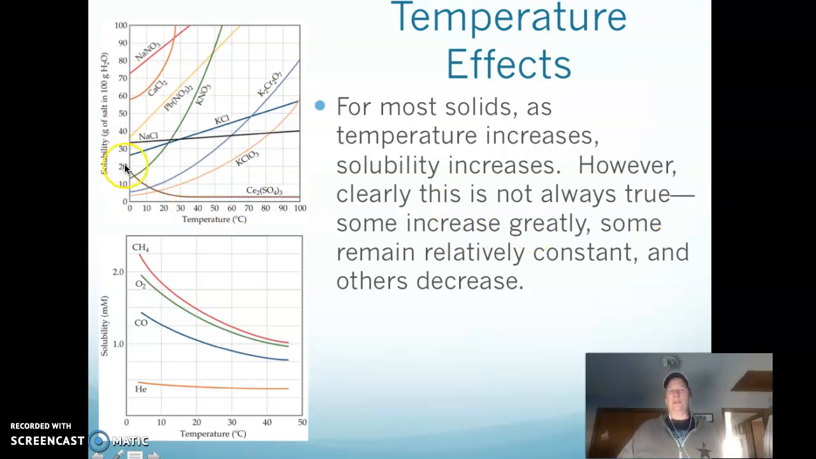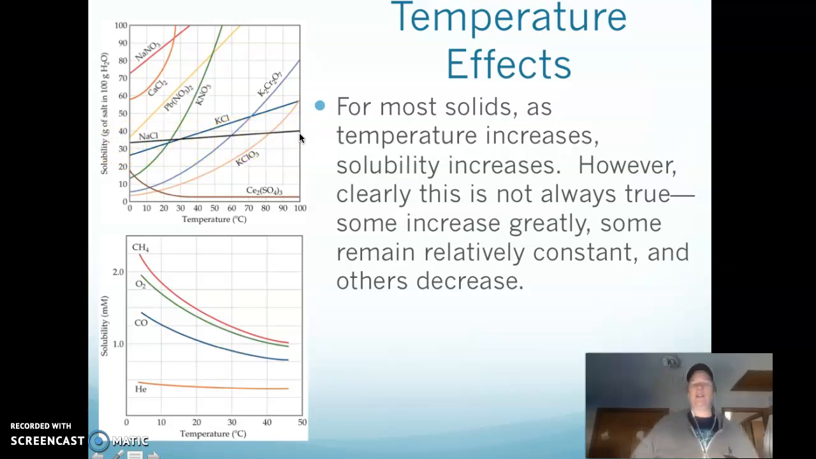And some, like this one, cesium sulfate, actually decreases. That's rare because you can see there's only one of them. Most of them increase as you increase the temperature. Here's salt, like I was telling you, temperature doesn't really affect salt much. It's pretty much straight across.